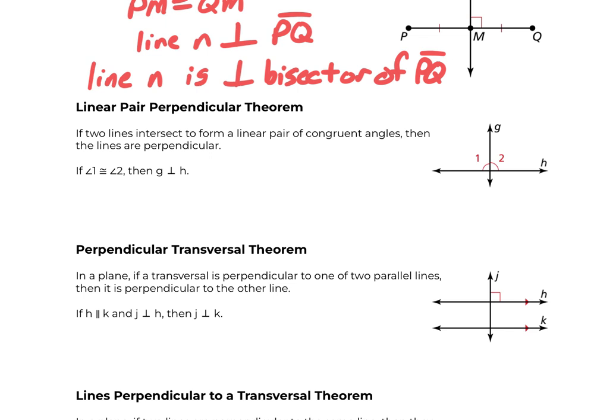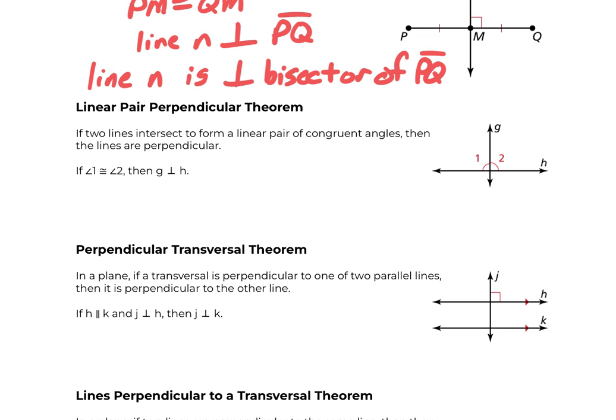Okay? So what this theorem says, if two lines intersect to form a linear pair of congruent angles, then the lines are perpendicular, right? So if I tell you that angle 1 and angle 2 are congruent, what else do angle 1 and angle 2 have to do in order to make a linear pair? What'd you say, Xander? They have to make up 180, right? They have to make a line. So not only are we saying that angle 1 and angle 2 are congruent here, they have to make 180. Well, there's only one way for that to be true. In order for these to be congruent and to make 180, what do the two angles both have to be? They both have to be 90, okay?